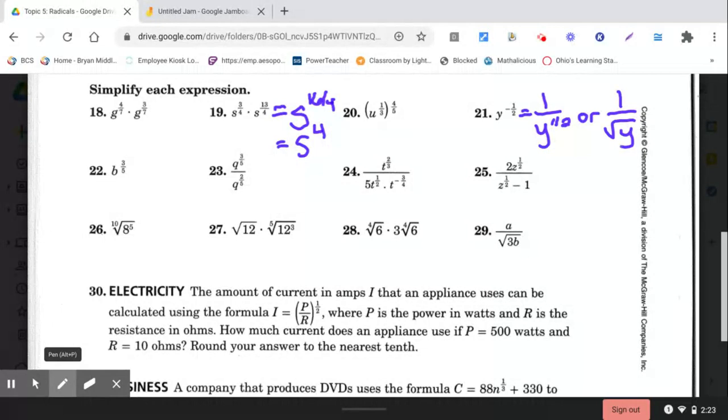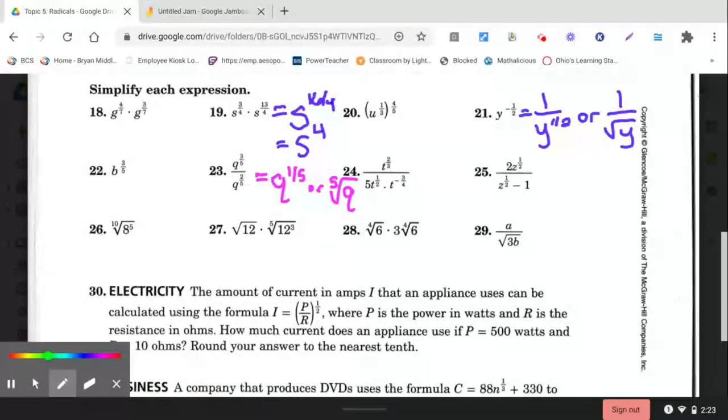All right, number 23. We're dividing these, which means we're going to subtract the exponents. So 3/5 minus 2/5 is q to the 1/5. And that is fine. You can leave that answer as it is, or you could rewrite it as the 5th root of q to the 1st. And then number 25, let's come back to that one. That one's a little more complicated. Not quite ready for that yet.